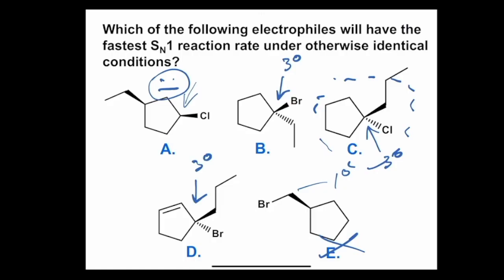Remember, a better leaving group means what? More polarizable, more stable, right? A good leaving group is something that drops out easily. So yeah, I'm with you. Let's lose C because of your choice, chloride versus bromide. Bromide is going to be a better leaving group. Now we're down to two. We have two tertiaries, and they're both bromide. So what's the difference between these two? Yeah, this one here.